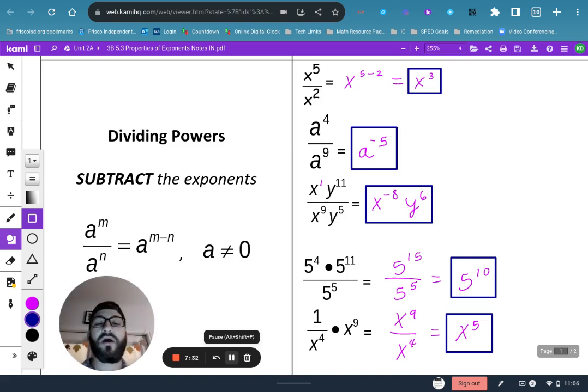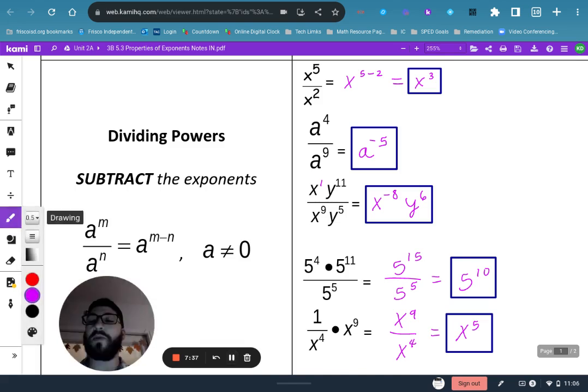Then 1 over x to the 4th times x to the 9th. One thing to remember when we're multiplying fractions and one of them is not written as a fraction, we can write any whole number as that value over 1. So 1 over x to the 4th times x to the 9th over 1, 1 times x to the 9th on top, 1 times x to the 4th on bottom.